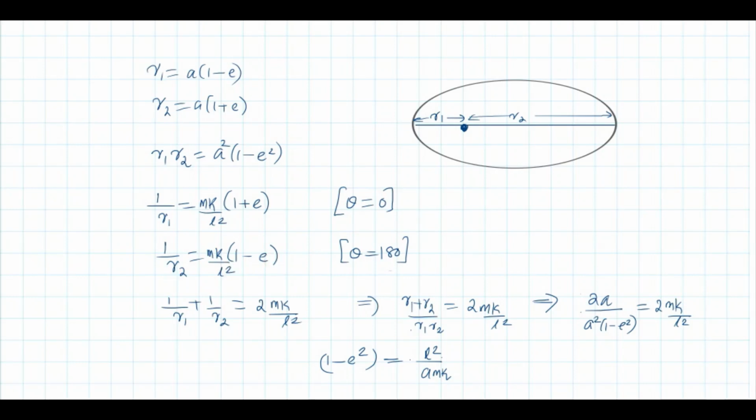Adding these two, 1 by r1 plus 1 by r2 equals 2 mk by L square. Take LCM, r1 plus r2 divided by r1 r2 is 2 mk by L square. r1 plus r2 is 2a, and r1 r2 is a square into 1 minus e square, that is equal to 2 mk by L square. So 1 minus e square is L square by a mk. 2 will cancel, L square will come to this side, one a will cancel, remaining is L square by a mk.